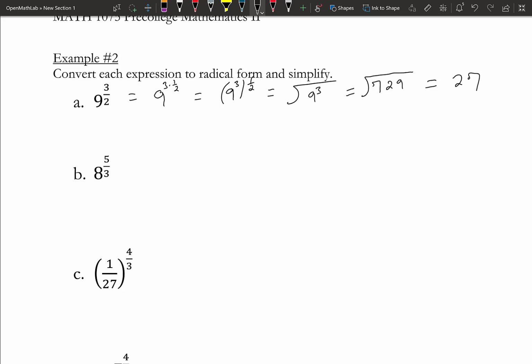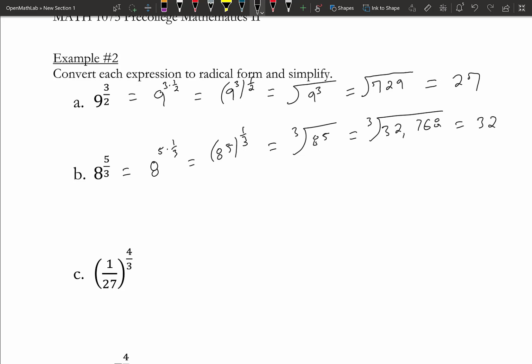And then the next one, part B, we have 8 raised to the 5/3. This would be equivalent to 8 raised to the 5th times a 3rd power, which would be equal to 8 to the 5th, all raised to the 1/3 power, which is equal to the cube root of 8 to the 5th. 8 to the 5th is 32,768, so I want to take the cube root of all of that. And if you take the cube root of this number, we get 32.